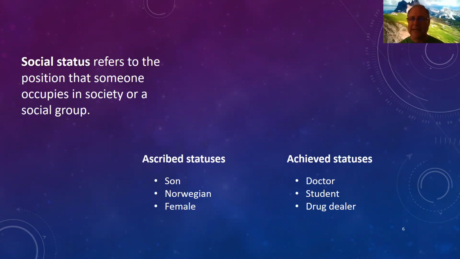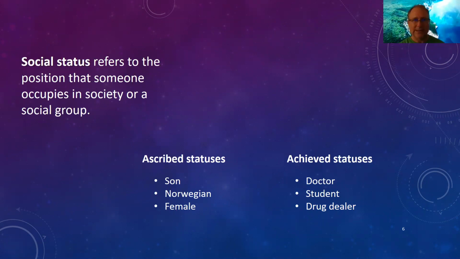Now, social statuses also bring up another concept, and that's what we call a status set. And that is defined as all of the statuses or positions that an individual occupies. So if I was to use myself as an example, my status set would include being a son, a brother, a husband, an uncle, a homeowner, a professor, and a volunteer.